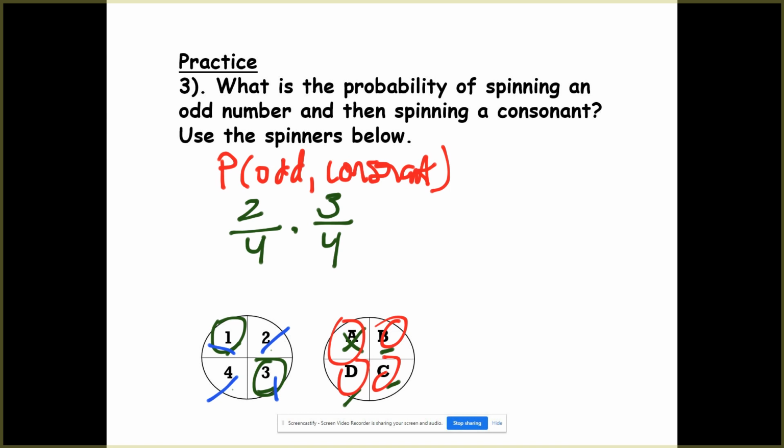And so now to figure out the probability of getting an odd and a consonant, you multiply. Now, yes, you can cross cancel. So I can see that the 2, whoops, let me use a different color. Let's use blue. The 2 goes into 4 2 times. And then you just multiply across. And I'll do it here on the side. We end up with 3/8 because 1 times 3 is 3 and 4 times 2 is 8. And then you cannot simplify it. So the probability of getting an odd and a consonant on those specific spinners is 3/8.